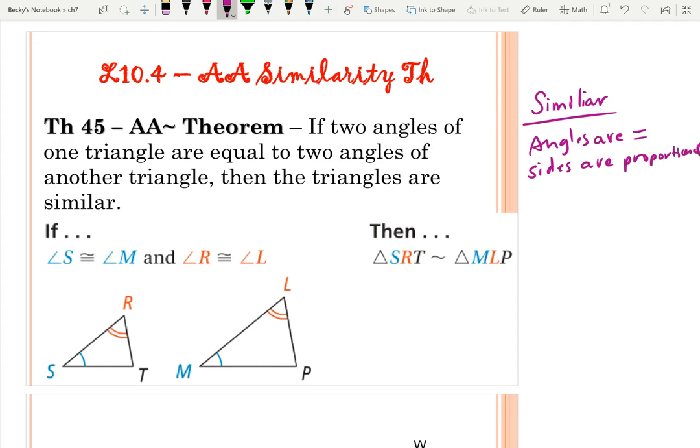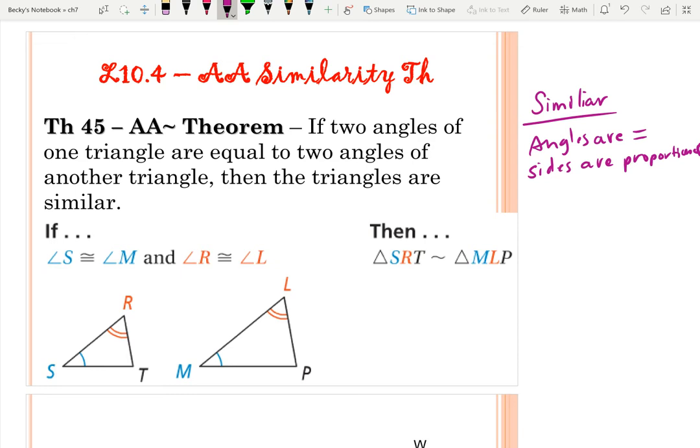Okay, now we're going to have a few shortcuts. We don't want to have to prove every set of angles correspond and are equal, and every set of sides are corresponding and proportional. We don't want to do that every single time. So there's three shortcuts, and today we're going to talk about the first one. It's called the AA similarity theorem. Of course, you can call this theorem 44. I usually just call it the AA similarity theorem, or just AA.